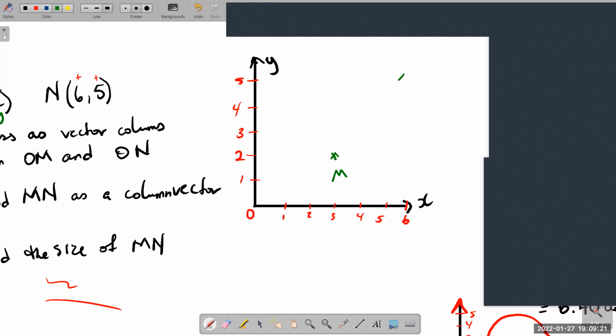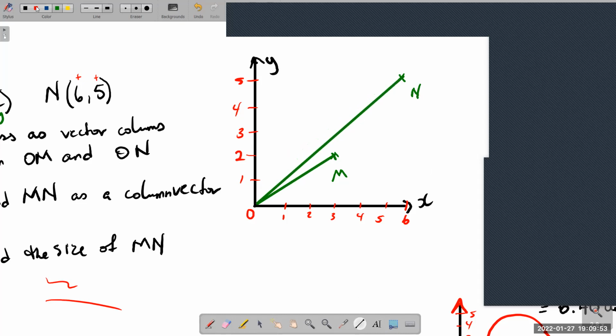So this is looking like my N. Everybody see now? Before I continue, everybody understand how I got my point N and M? All right. Now, since we're looking for the position vectors, all we need to do to make the position vectors is what? Join it to the origin. Everybody see that? And that's it.